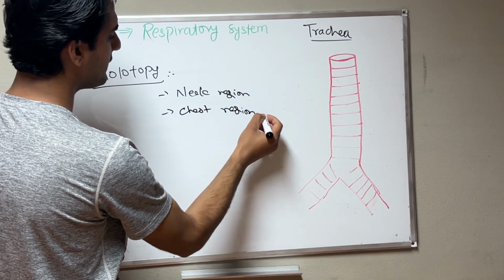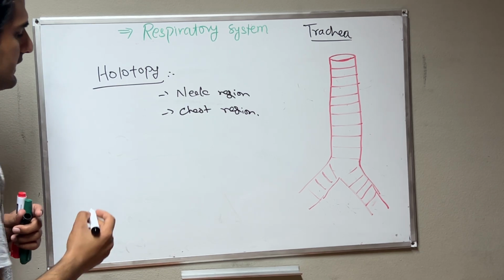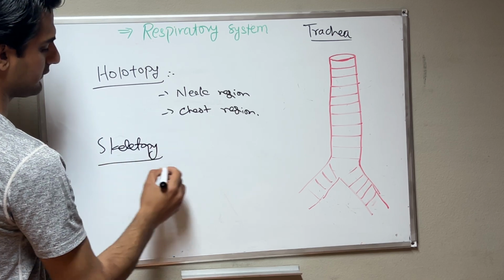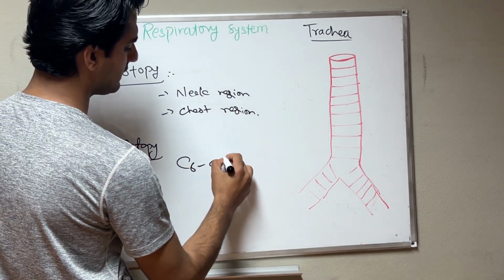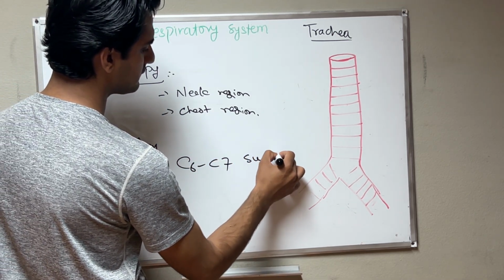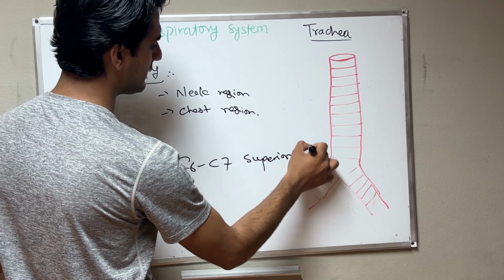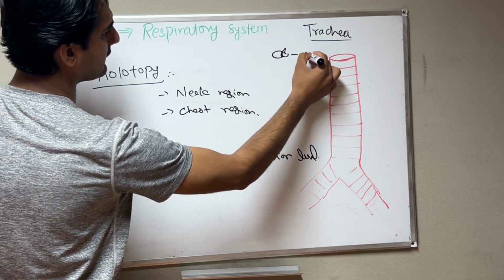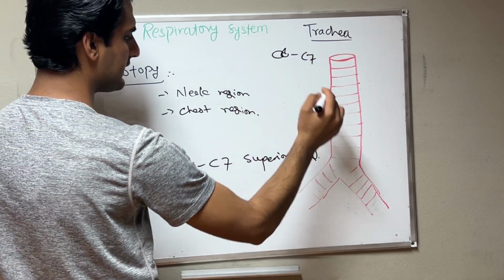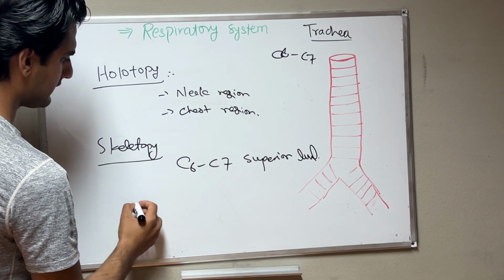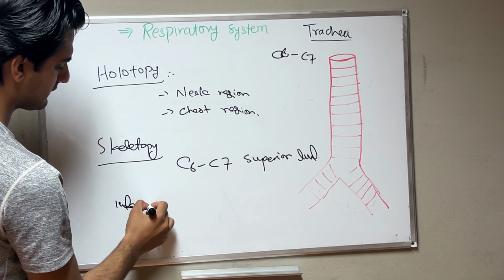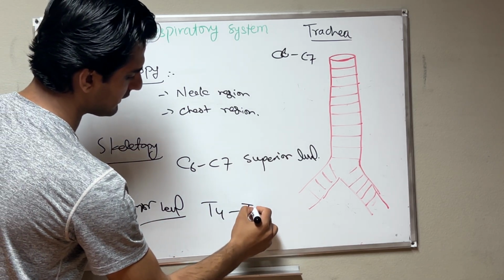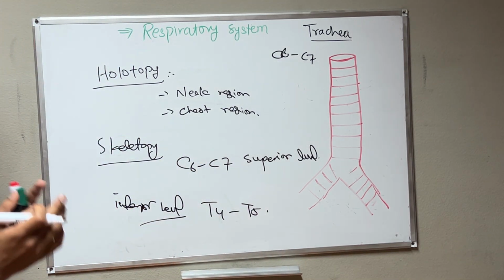If we talk about the skeletotopy of the trachea, then we have it from C6 to C7, the superior level. From C6 to C7, this is superior, starting from the larynx. The inferior level we have at T4 to T5, the thoracic vertebra. This is the skeletotopy and holotopy of the trachea.